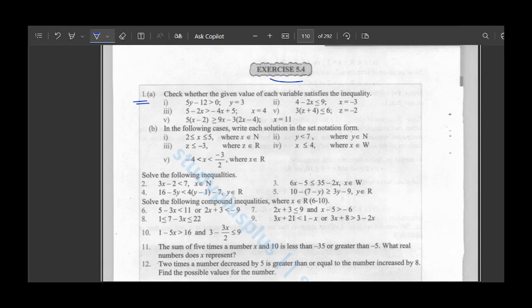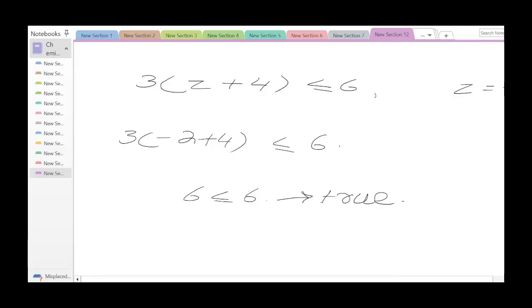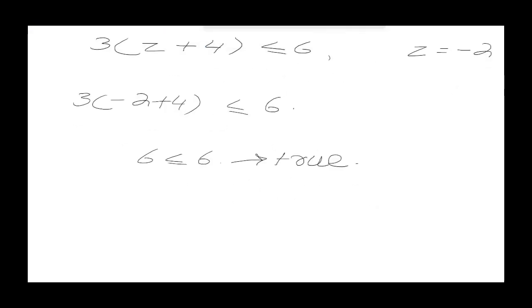Now let's move on to the last part, which is 5(x − 2) ≥ 9x − 3(2x − 4). The value of x is given as 11. So let's place the value and find out if the inequality is true or not.